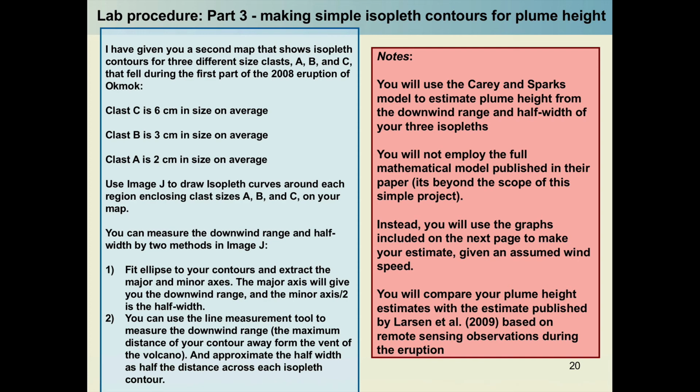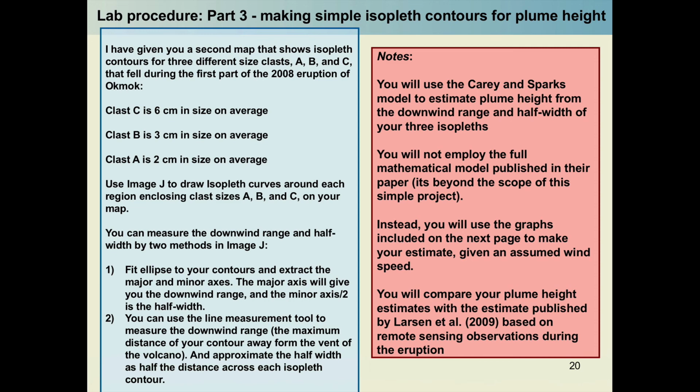Or you can just use a line measurement tool in ImageJ to measure the downwind range. That would be from the apex of your contour all the way down to the maximum distance away from the vent. That would give you your downwind range. And then you can approximate the half width just by measuring half the distance across each isopleth contour at its widest point. So you're going to use this information with the model of Carey and Sparks to estimate the plume height from the downwind range and half width of your 3 isopleths. You're not going to employ the full mathematical model published by Carey and Sparks. Instead, you're going to use the graphs for each of those clast sizes, and you're going to come up with 3 plume height estimates.